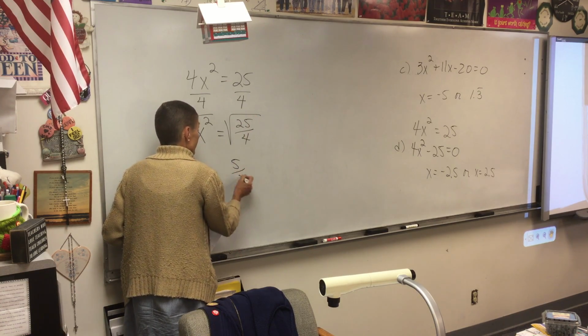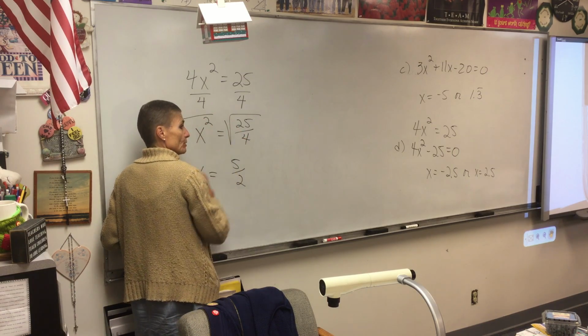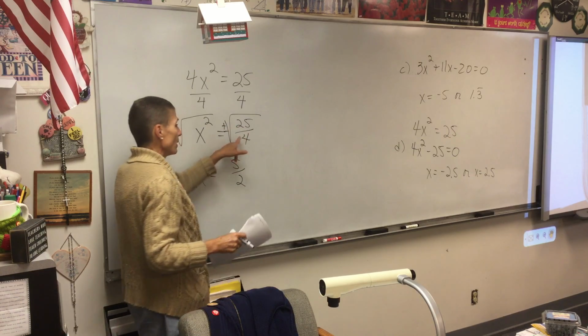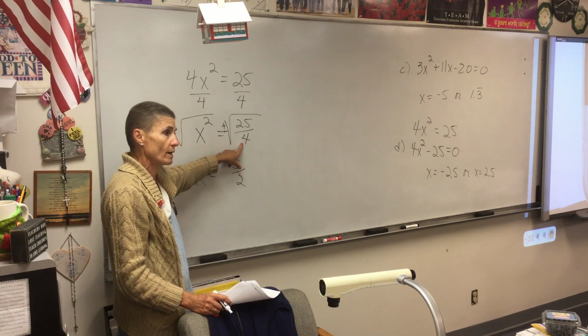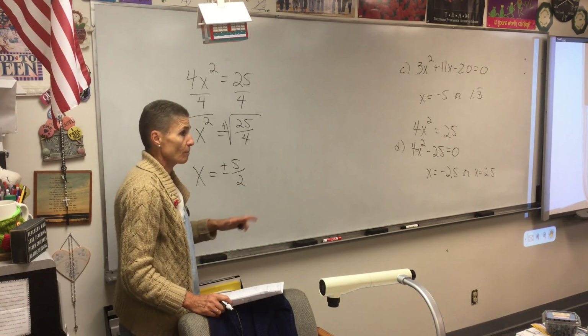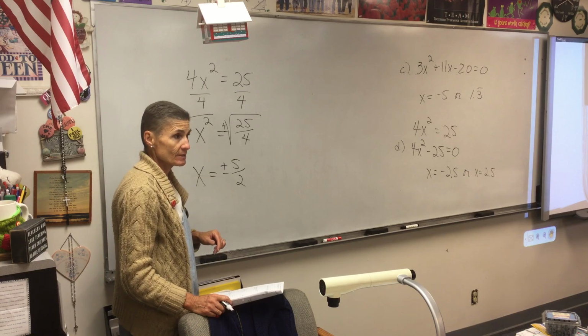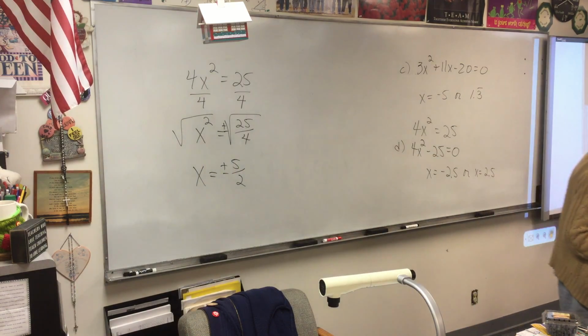That would be 5/2. But when you take the square root of both sides, you always put plus or minus over here on the right. Always, always, always. So your answer is actually plus or minus 5/2. Now, why do you think we have to take plus or minus?